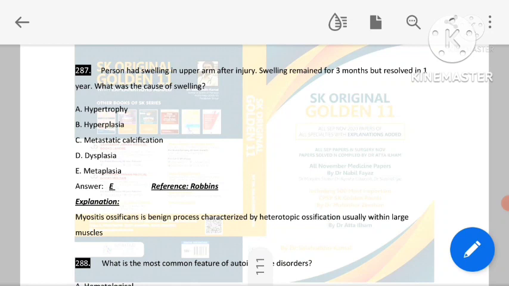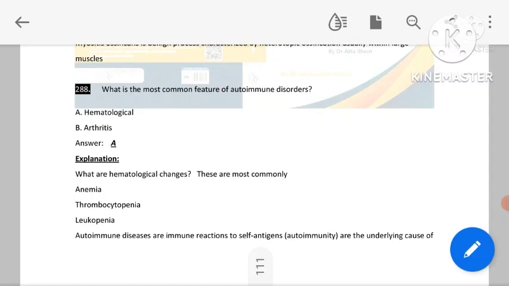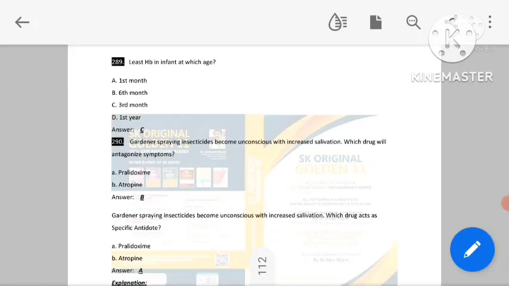Point number 288, what is the most common feature of autoimmune disorder? It is hematological. Blood or hematological changes are the most common feature of autoimmune diseases. Point number 289, least hemoglobin in infant is present at which of the following ages? At the age of 3 months.